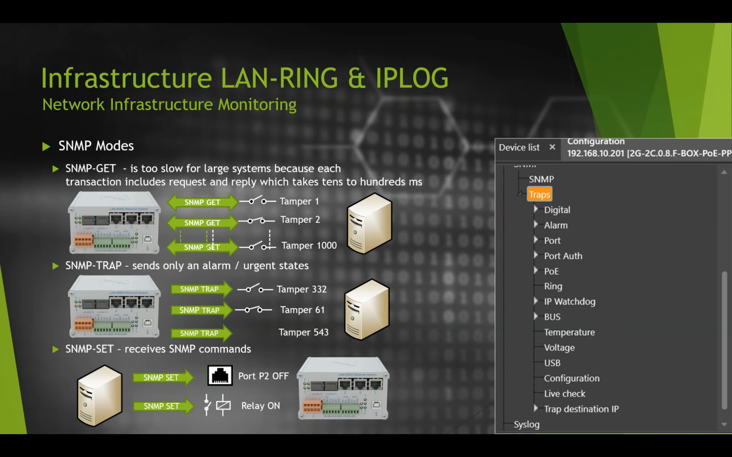In such cases, it is better to use the SNMP trap method, where statuses are sent spontaneously when the value changes. SNMP trap is automatically sent if, for example, the supply voltage goes outside the required range, when the tamper connected to the alarm input of the switch is disconnected, or when the optical circuit is disconnected, for example.